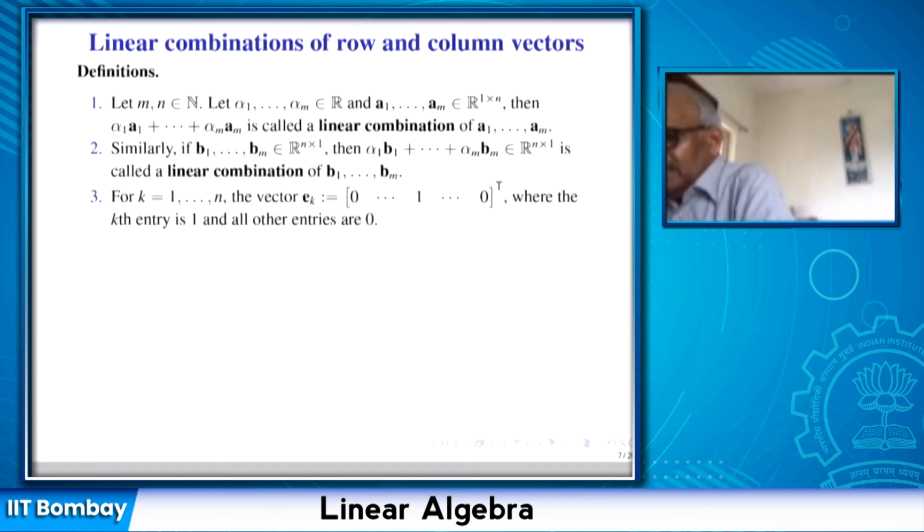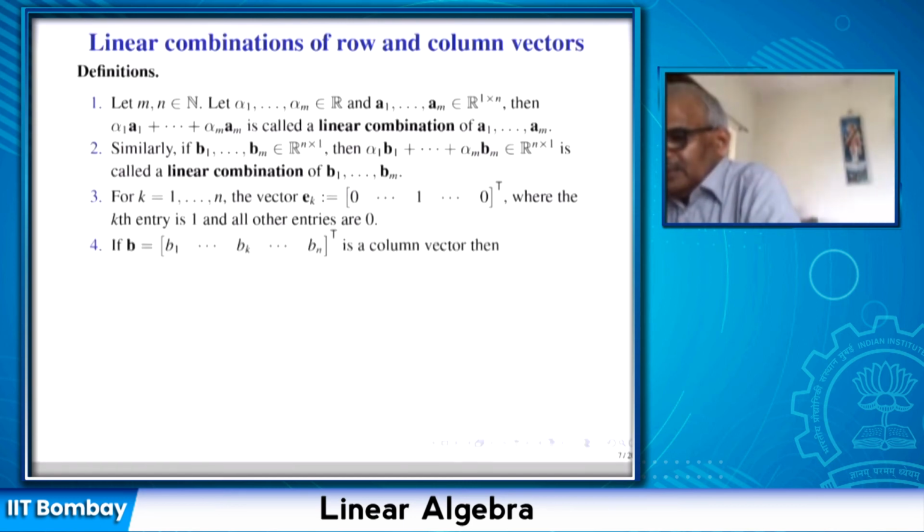Now, we have very, very special column vectors called e_k. These are column vectors where only one entry is 1, namely the kth entry is 1, and other entries are 0. So these are column vectors. e_k denotes a column vector where only the kth entry is 1, other entries are 0.